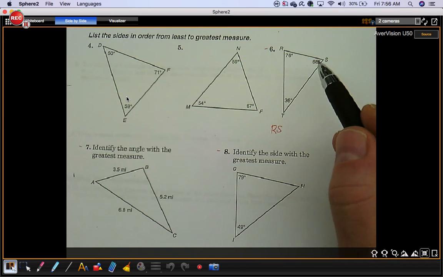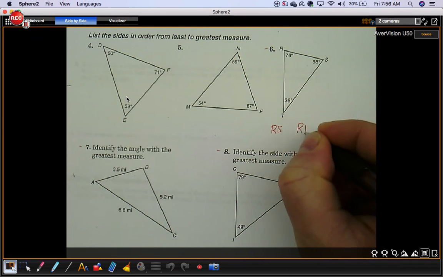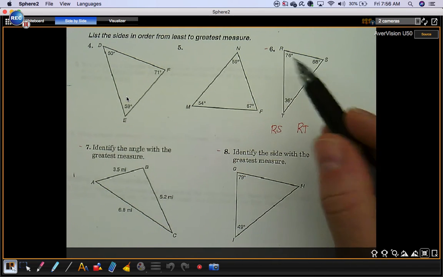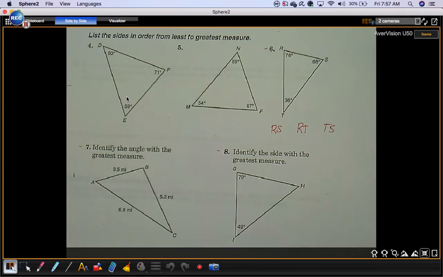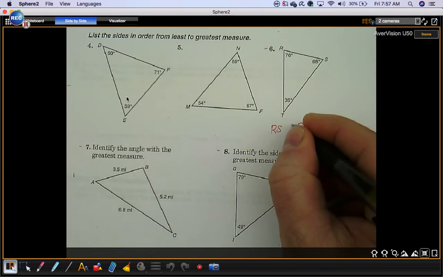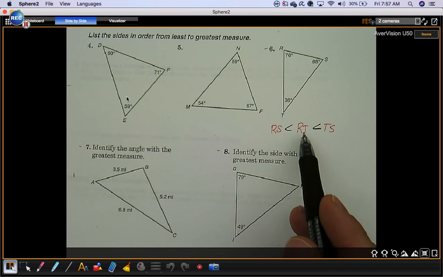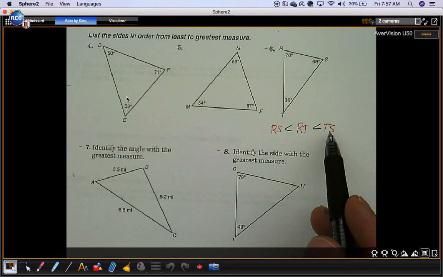Next smallest angle, segment RT. Biggest angle, across from it is segment TS. The length of segment RS is less than the length of segment RT. That's less than the length of segment TS. Smallest, biggest, in between.